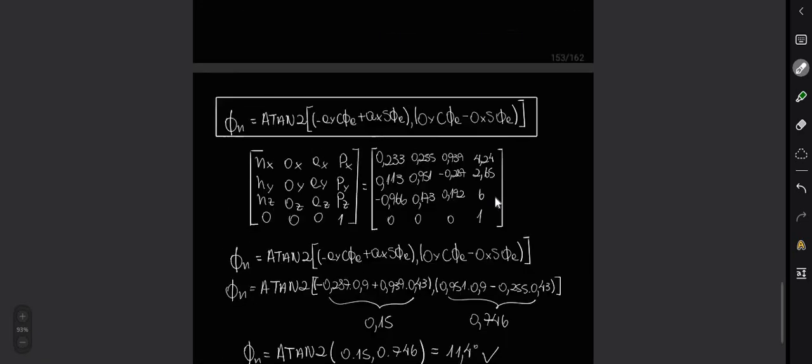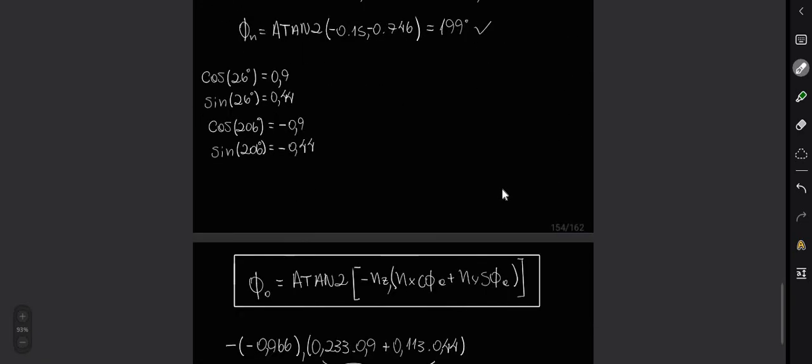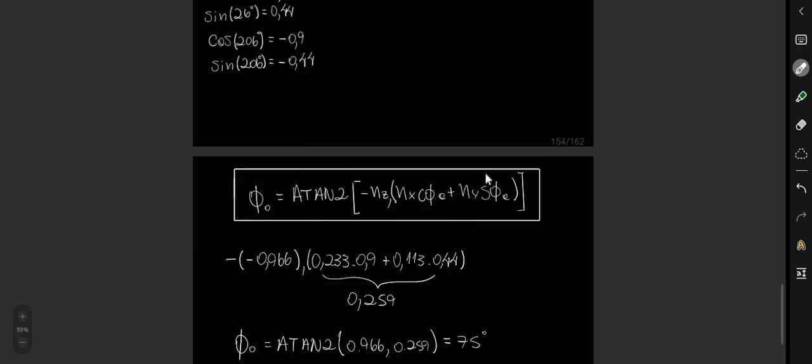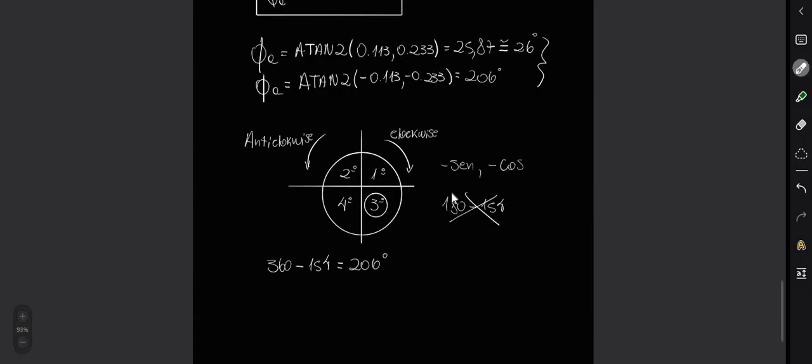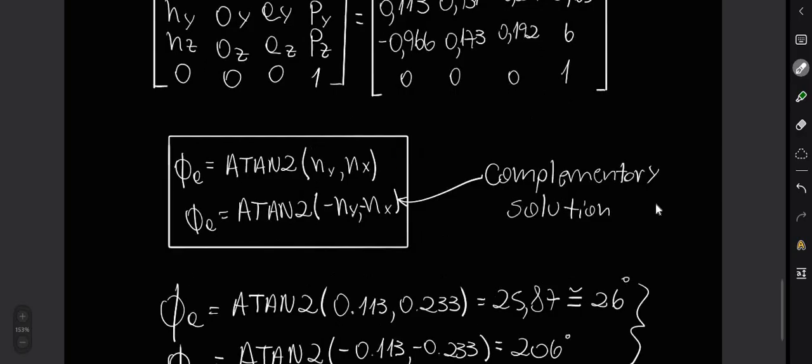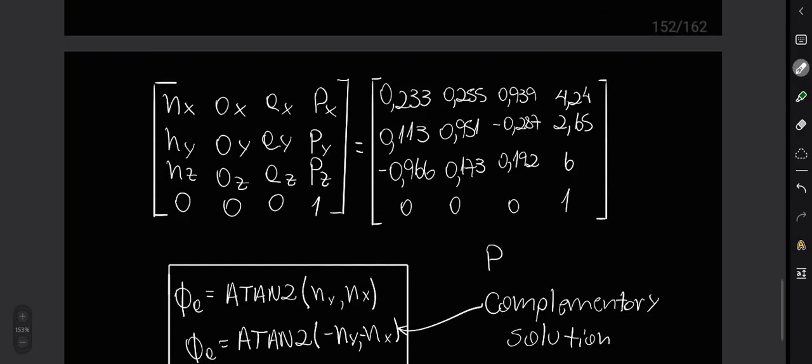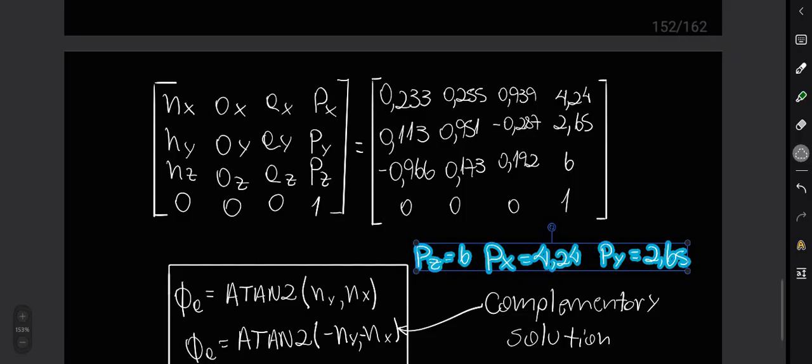Okay, so with these angles we got the orientation, and that's it, the end of the exercise, because the position doesn't change, the position keeps the same. We got px, which is equal to 4.24, py is equal to 2.75, and pz, which is equal to 6. So we finished the example.